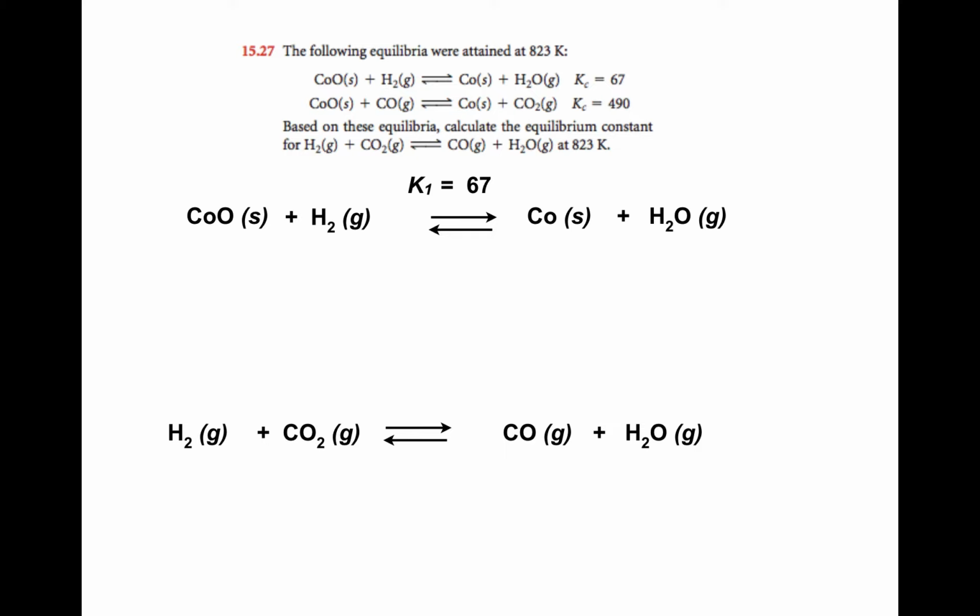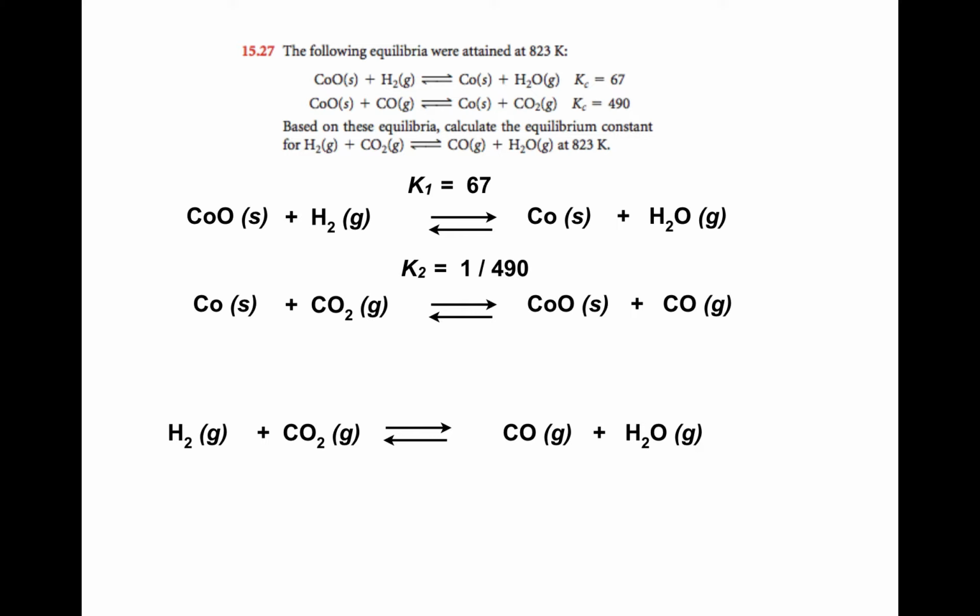So I've got to turn the equilibrium around for this second equilibrium. So if I turn it around, right, spontaneous in one direction, non-spontaneous in the other direction, right? So I take the inverse of the K value when I turn it around. So now I've got hydrogen and carbon dioxide going in as reactants. Cobalt solid will cancel, cobalt 2 oxide will cancel, and I'll be left with hydrogen reacting with carbon dioxide to make carbon monoxide and water.